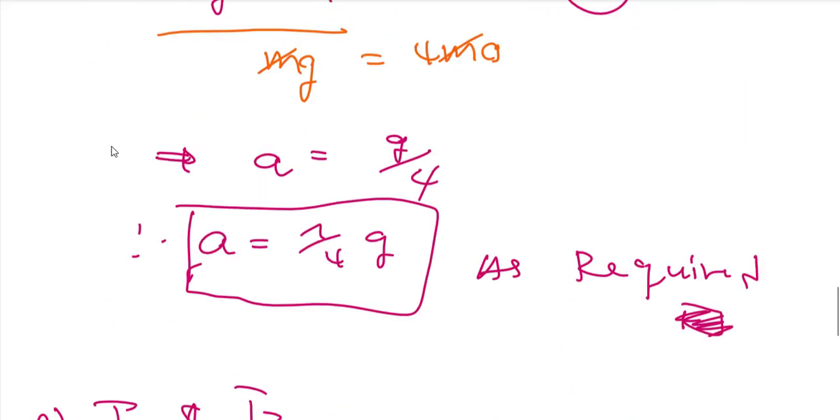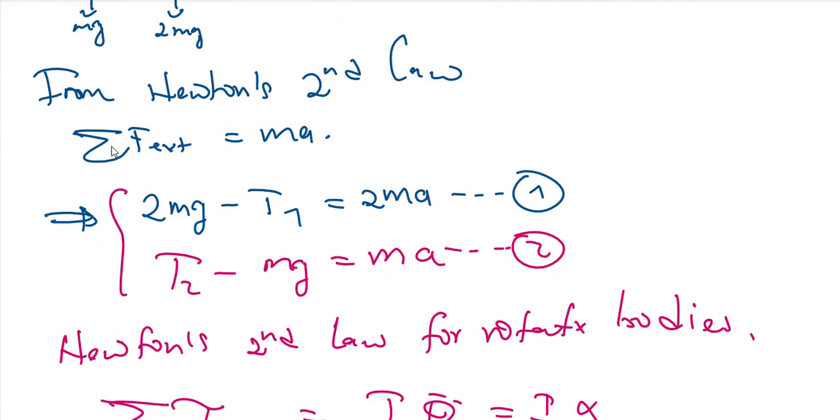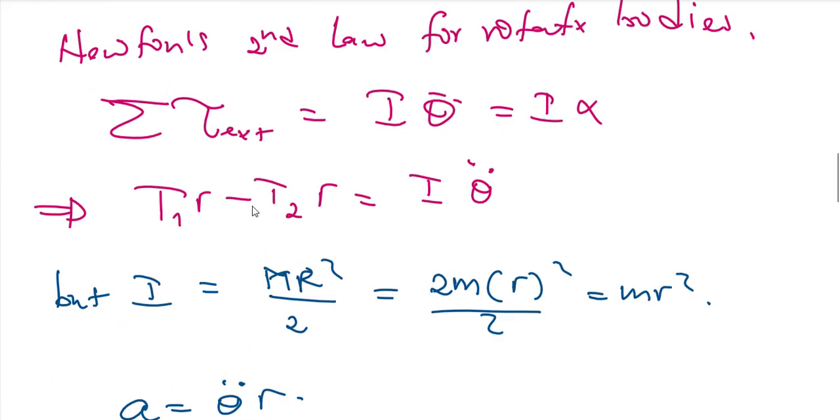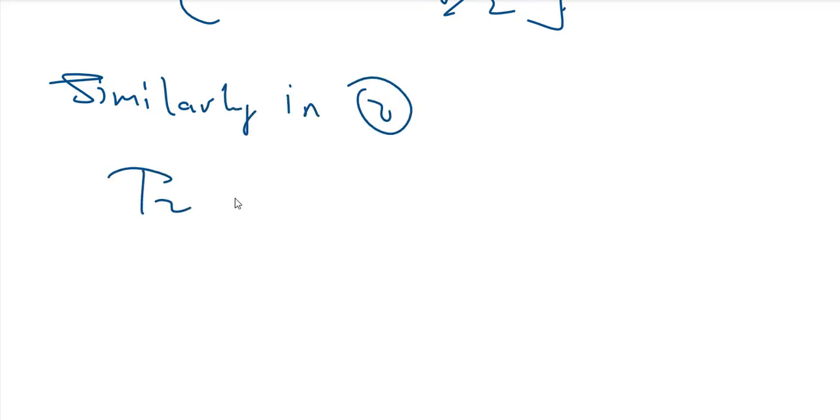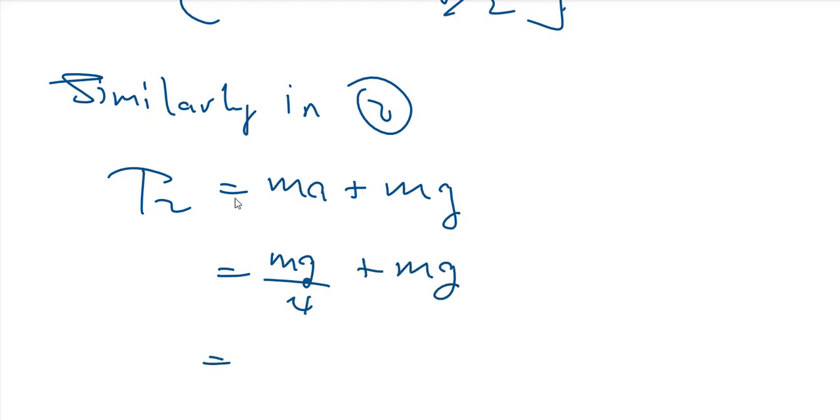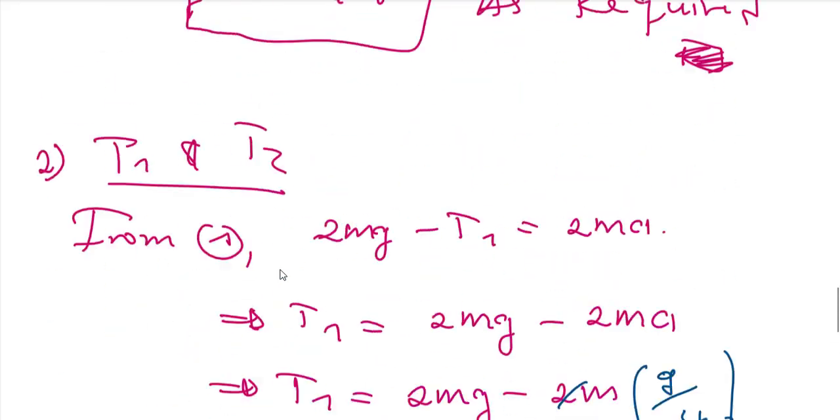Now doing the same at the level of equation 2, we get that T2 will be equal to ma plus mg, which is mg divided by 4 plus mg, which is equal to 5 all over 4 mg. So those are the respective tensions.